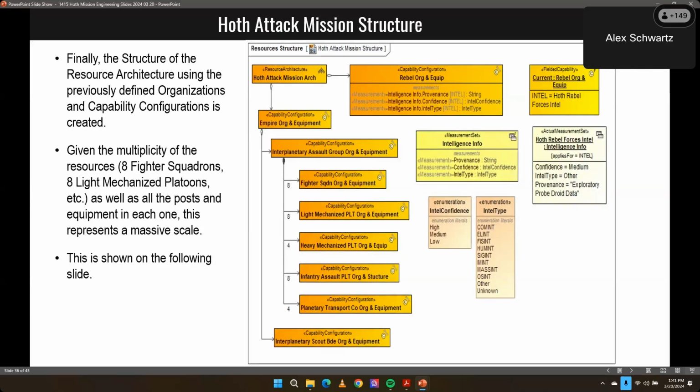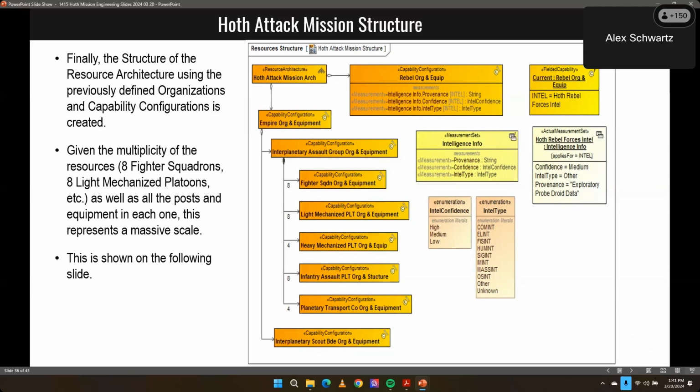Here's the thing I was talking about with the intelligence info. So we created a generic thing called intelligence info. We've added provenance, confidence, and intel type. Under intel type, we kind of went nuts, and I looked on the internet. We got comint, elint, physint, humint, sigint, a bunch of ints, yeah? And what's your confidence, high, medium, or low? You might decide, actually, I want to put that as a percentage instead.